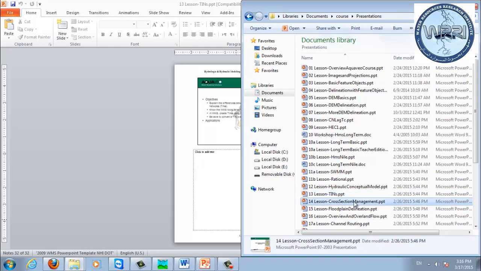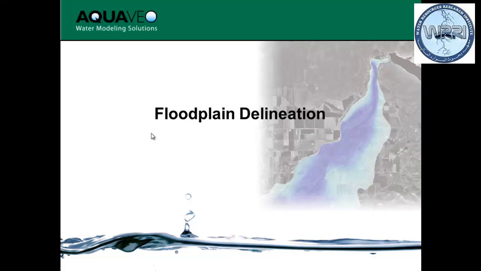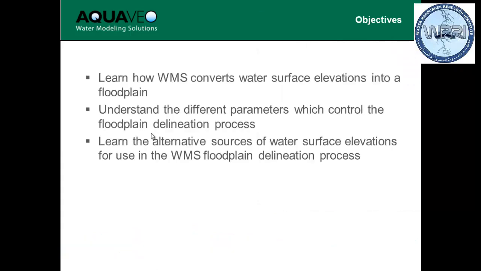Before I show you a demonstration, I wanted to talk about floodplain delineation a little bit. In floodplain delineation, the only way to delineate a floodplain in WMS is if you have a TIN. So if you have a DEM, you can convert that to a TIN and use the DEM-based TIN to do your floodplain delineation. But you have to have a TIN to do a floodplain delineation.